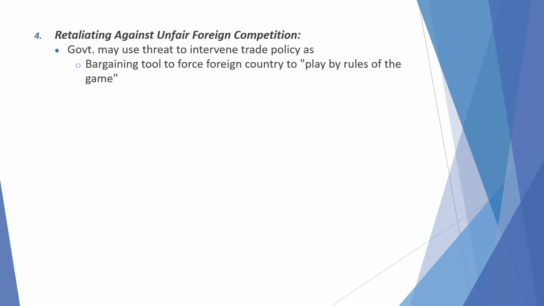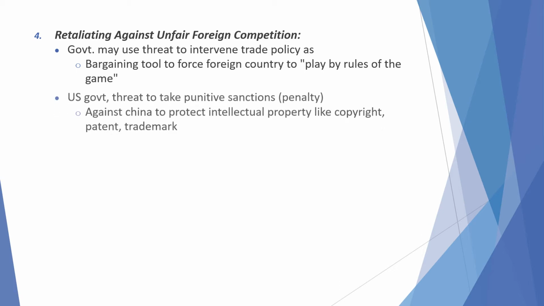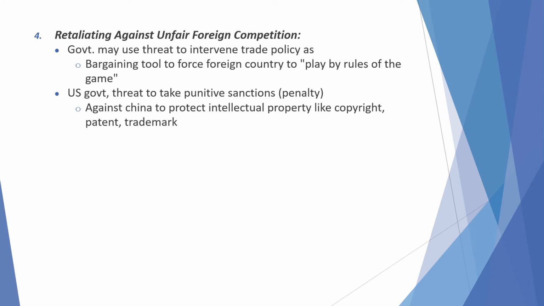Next is retaliating against unfair foreign competition, where the government uses the threat to intervene in trade policy as a bargaining tool to force the foreign country to play by the rules of the game. For example, the US government threatened to take punitive sanctions as a penalty against China to protect intellectual property rights like copyright, patent and trademark.